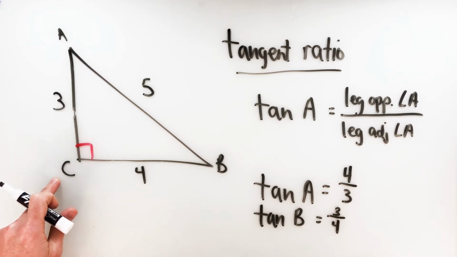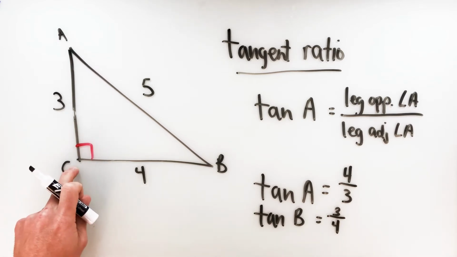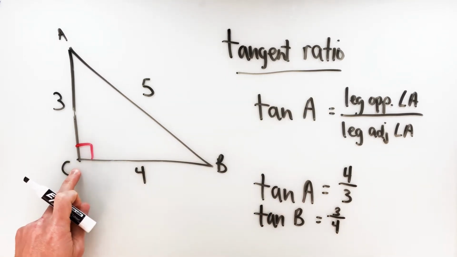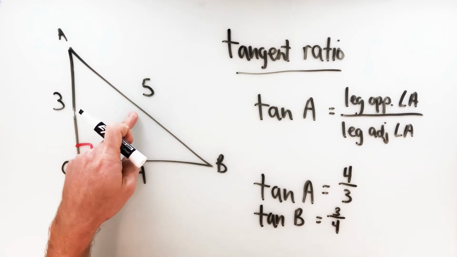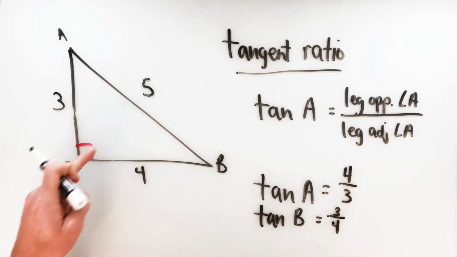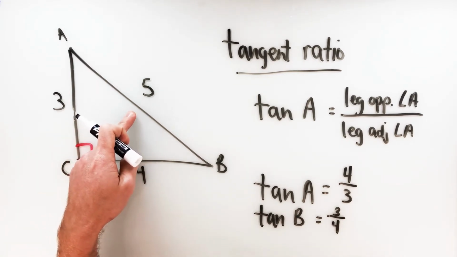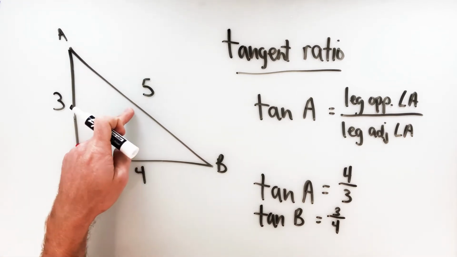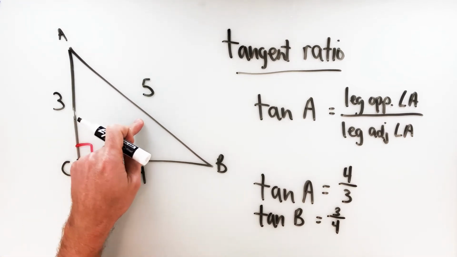Well, there's a couple problems. First of all, if I look at angle C and I use the definition here, the leg opposite of angle C. Well, what side is opposite of angle C? It's the hypotenuse. It's not even one of the legs of this right triangle. So the first problem is I don't have a leg that is opposite of angle C. I have the hypotenuse that is opposite of angle C.